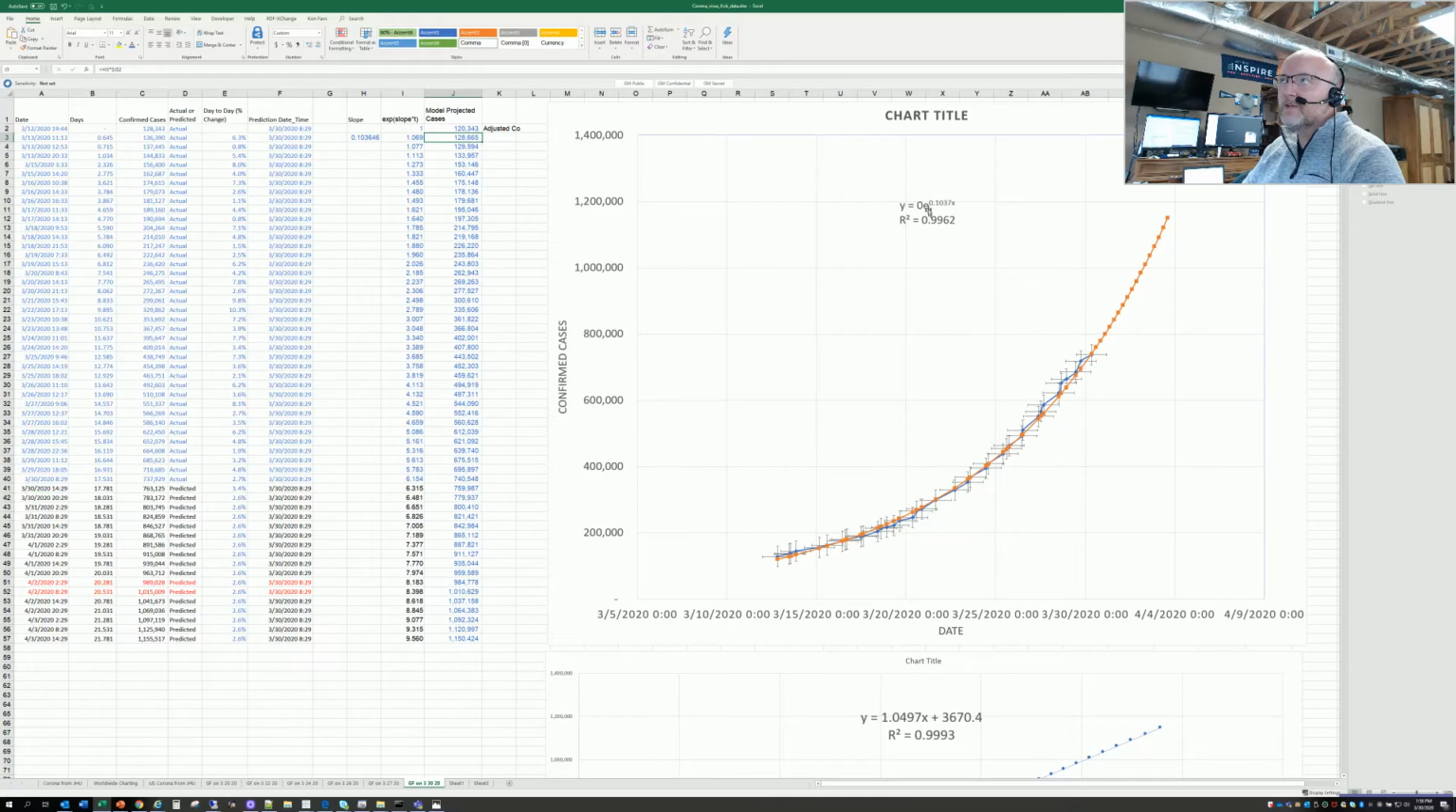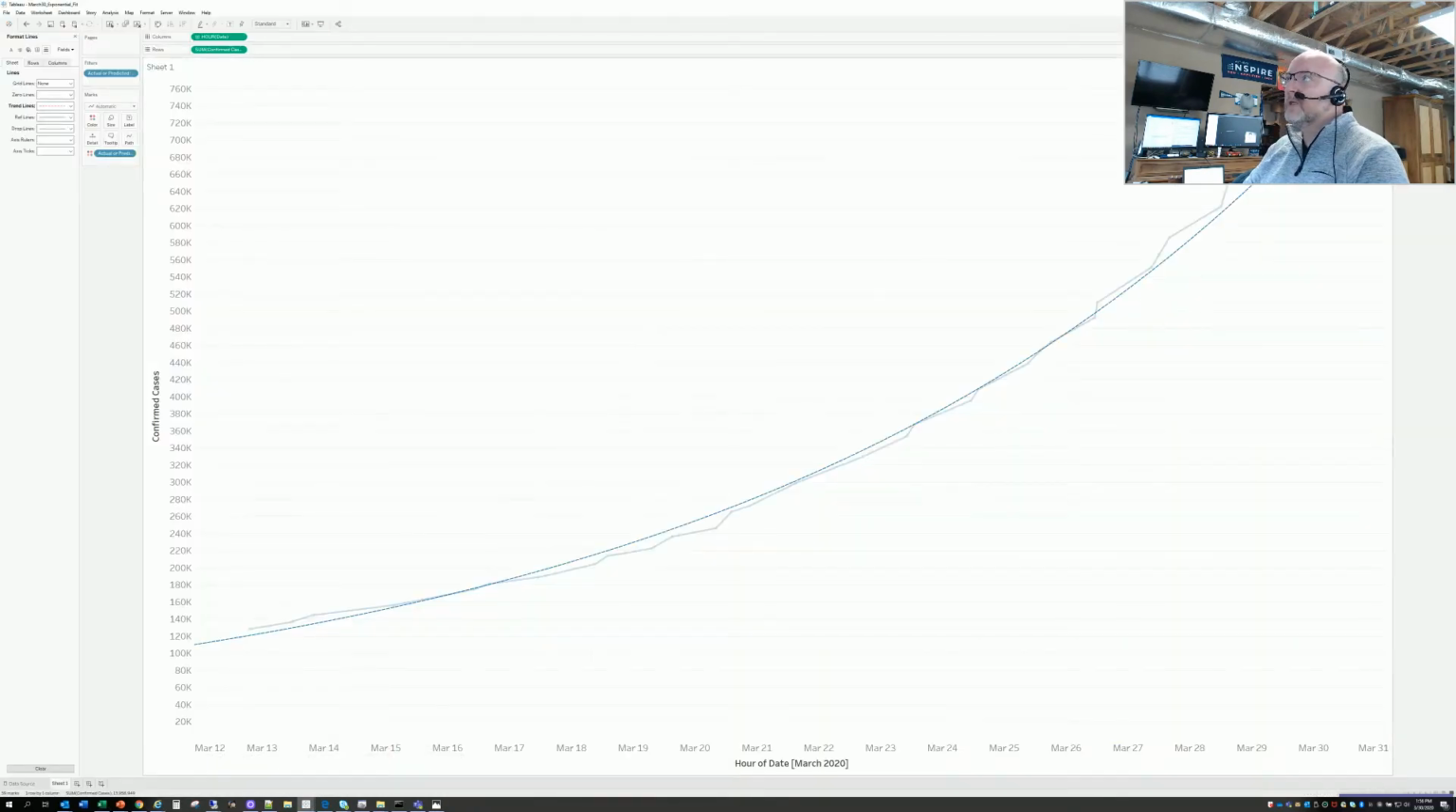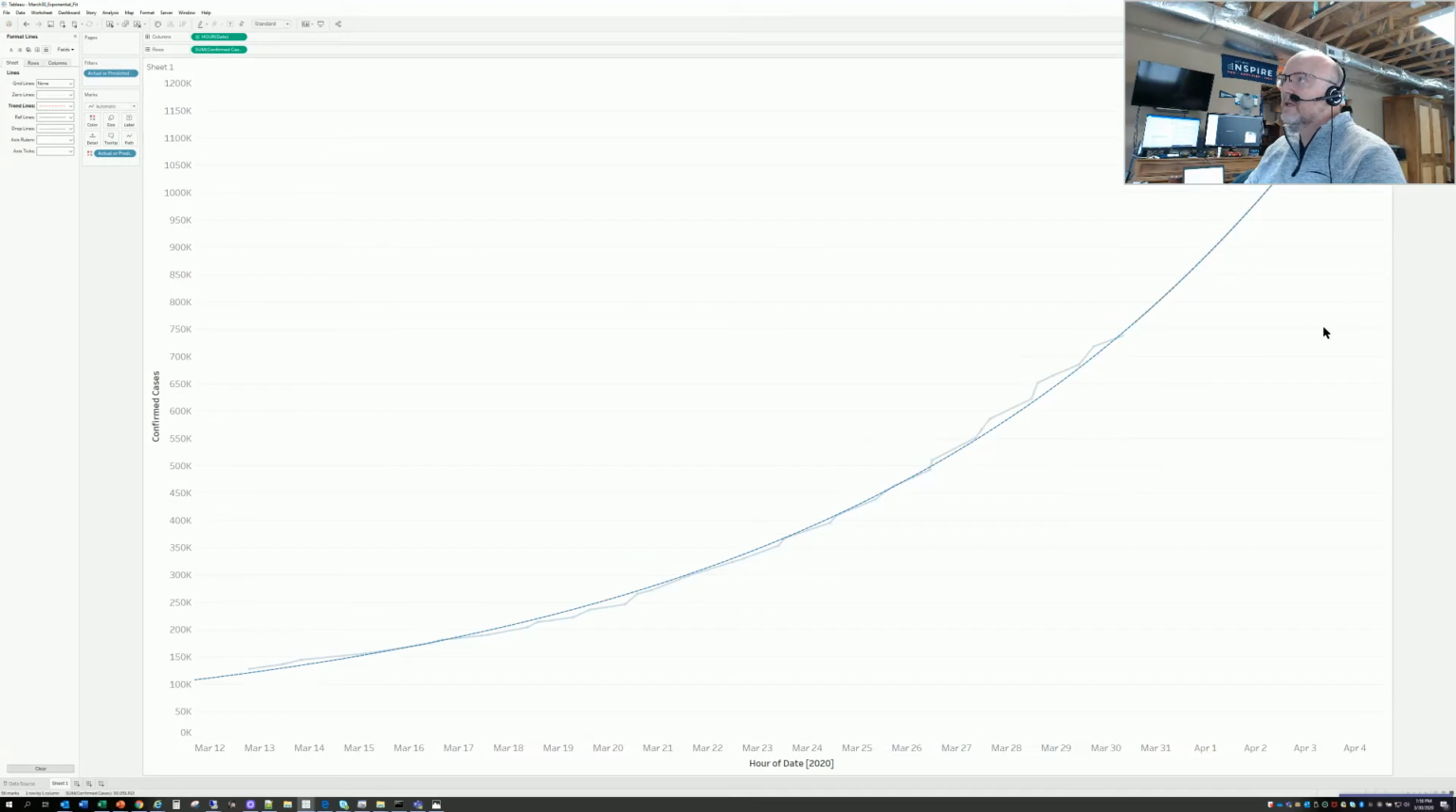And so this is how you use exponential models, where you have the curve fitting to it. You get this curve fitting, and this is the curve fitting from Excel. This is the curve fitting from Tableau. They're exactly the same numbers. And if I put on the predicted cases, you could see them. Here they are. They match perfectly in Tableau like they do in Excel.